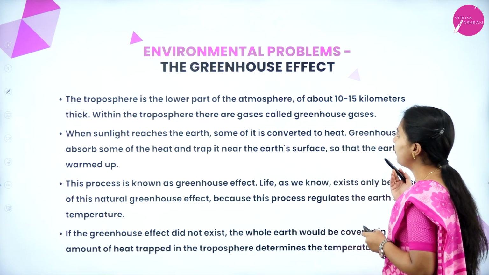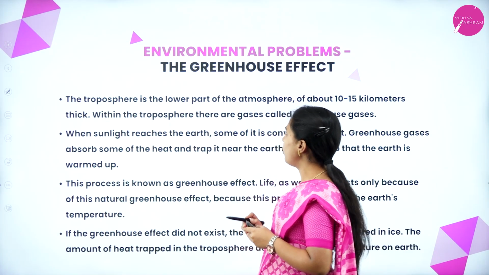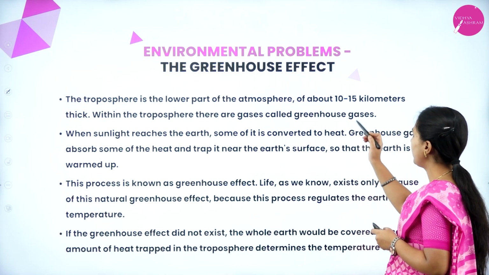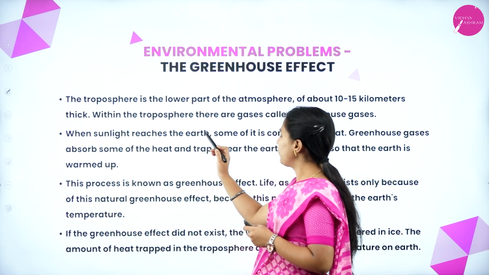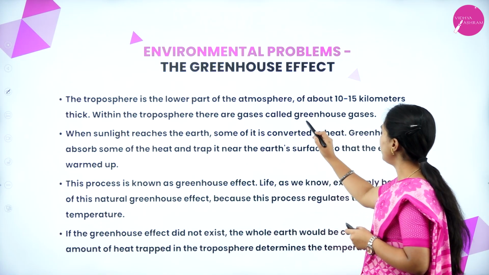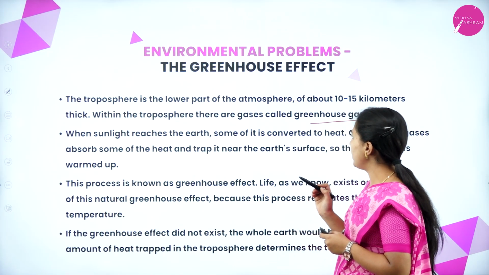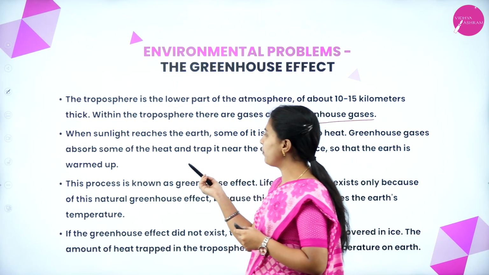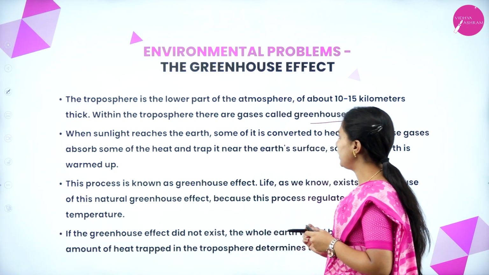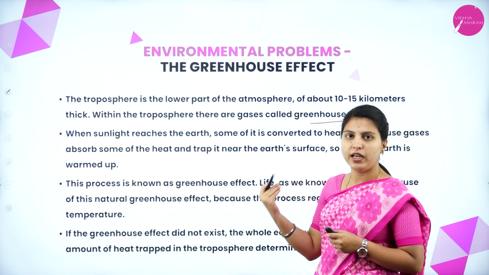Next, environmental problems. The greenhouse effect. The troposphere is the lower part of the atmosphere, about 10 to 15 kilometers thick. Within the troposphere there are gases called greenhouse gases. When sunlight reaches the earth, some of it is converted to heat. Greenhouse gases absorb some of the heat and trap it near the earth's surface so that the earth is warmed up.